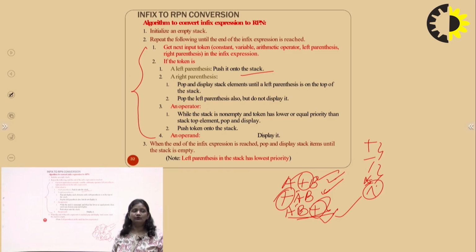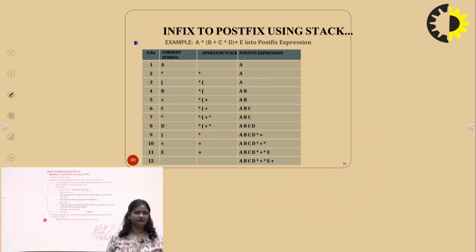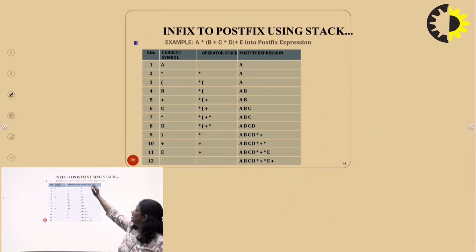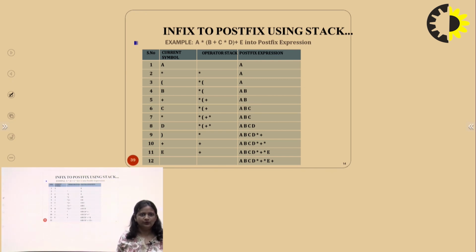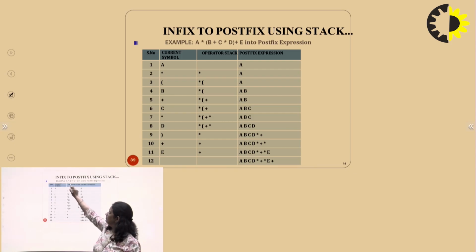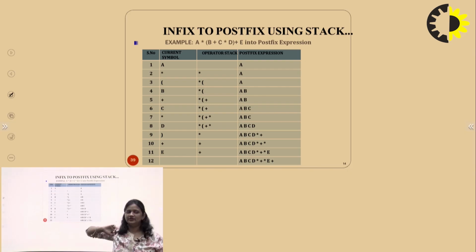So now we have to consider an example for this algorithm so that it is thoroughly explained. This is an arithmetic expression which we have to convert from infix into postfix, or reverse Polish notation. The expression is A multiply left parenthesis B plus C multiply D plus E. This is the infix expression, and we have to convert it into reverse Polish notation, or postfix notation.